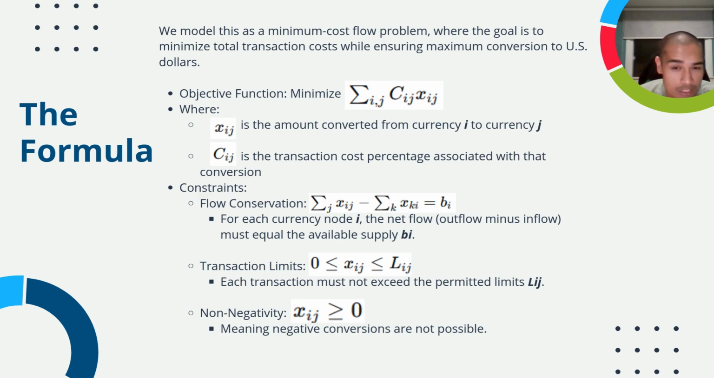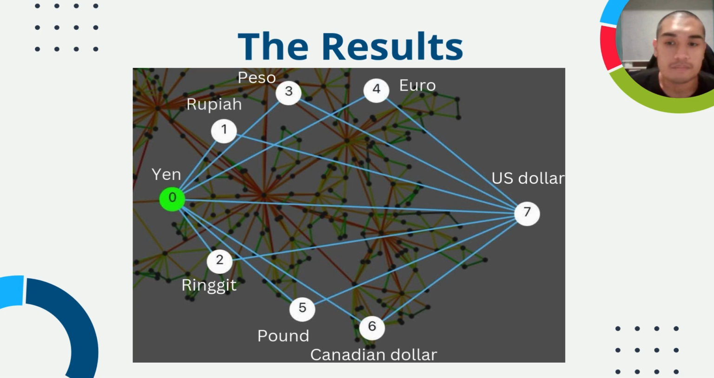Note that for each currency node i, the net flow must be equal to the available supply b sub i. Now here's the transaction limit, and note that each transaction must not exceed the permitted limits of L sub ij. As for our non-negativity, it's x sub ij, which should be greater than or equal to zero, meaning that negative conversions are not possible. All right, now here is our node graph.